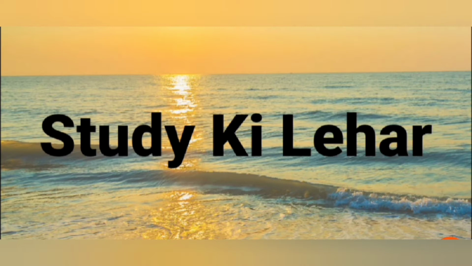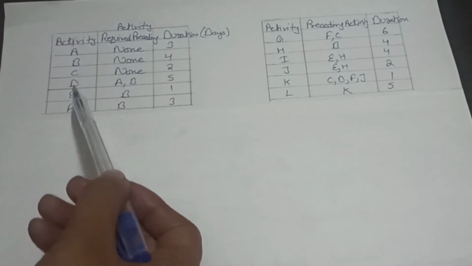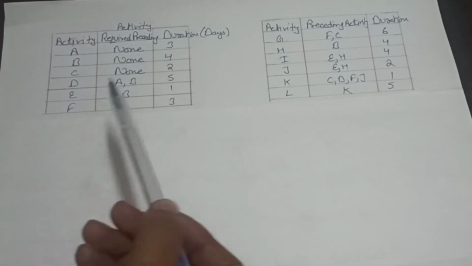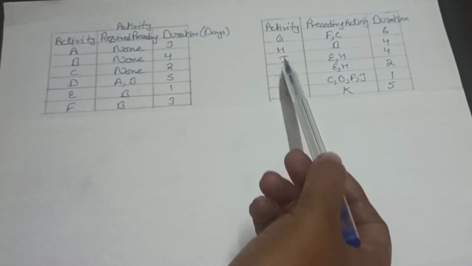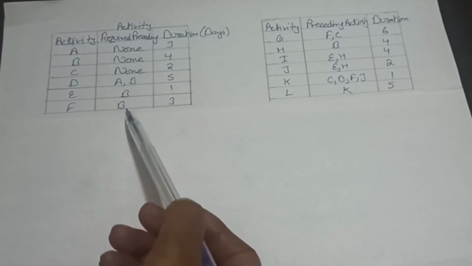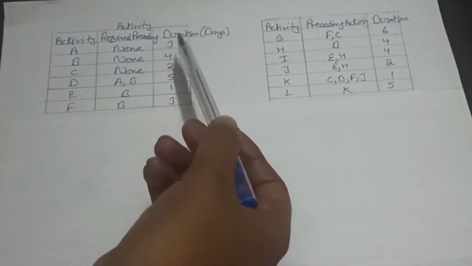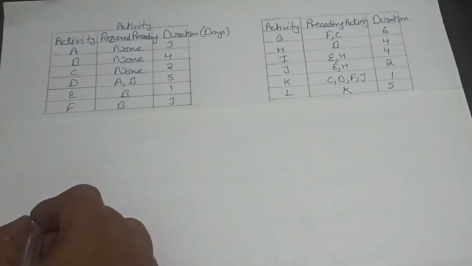Now I will describe this problem with the help of this video. So now we have this problem. In this problem, as you can see, these are our activities A, B, C, D, E, F, and these are also our activities G, H, I, J, K, L. And this column is for our preceding activities, and this column is for our durations in days, as 3 days, 4 days, and like this. So now we will make our arrow diagram.